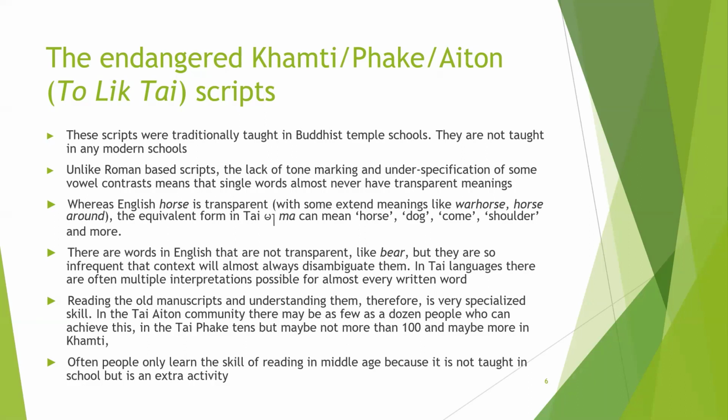A key difference between these scripts and Roman scripts is that they underspecify what we would call the phonemic distinctions. So if we look, for example, at the Thai form ma, the ma symbol followed by the R symbol, and I've given you that form in script, this can mean horse, dog, come, shoulder, and various other things. And you can't tell what it means by writing this word up, say, on a blackboard or putting it on a screen, in the way that you can with the English word horse.